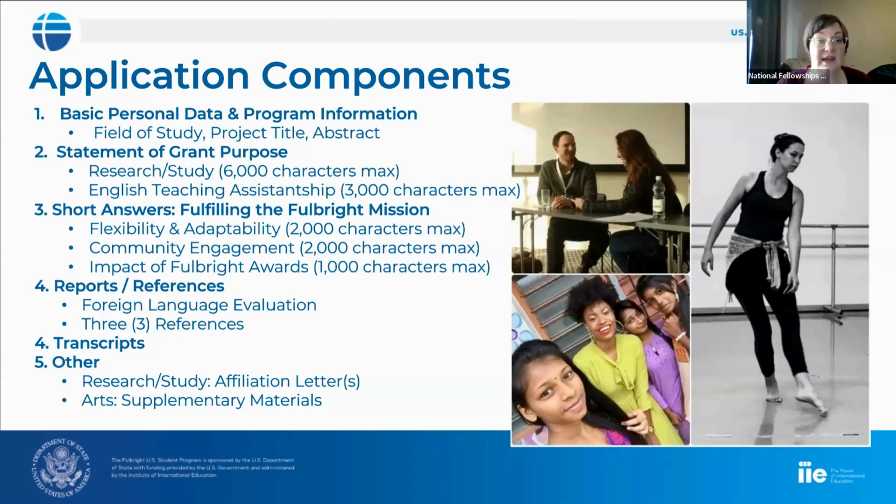The statement of grant purpose is the meat of your application. Or the tofu if you're a vegetarian. So thinking about what you want to do in that country, who you're going to work with, how it connects to your goals, why it's important, why now is a good time for you to do this thing. So really talking about what you're going to do in the country. If you are doing a research or study grant, you're going to have up to 6,000 characters, not words, characters. So don't worry, you don't have to write a whole book. It's about a page and a half, 2 pages there. English teaching assistantship is a bit shorter. That is 3,000 characters max.